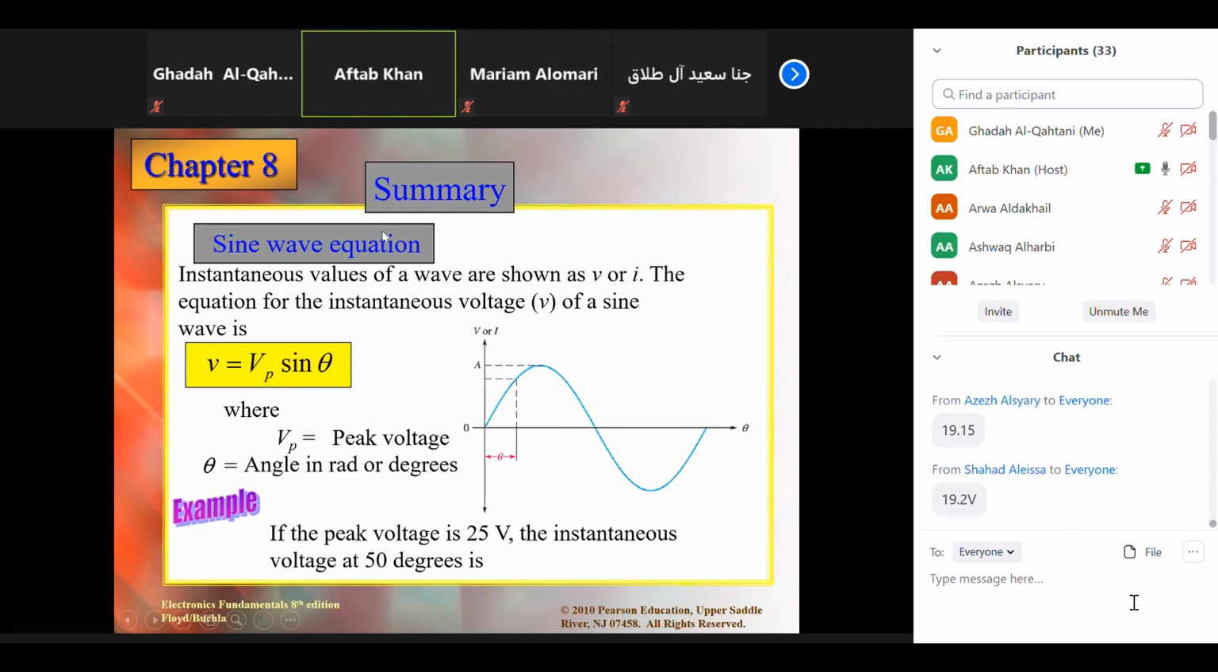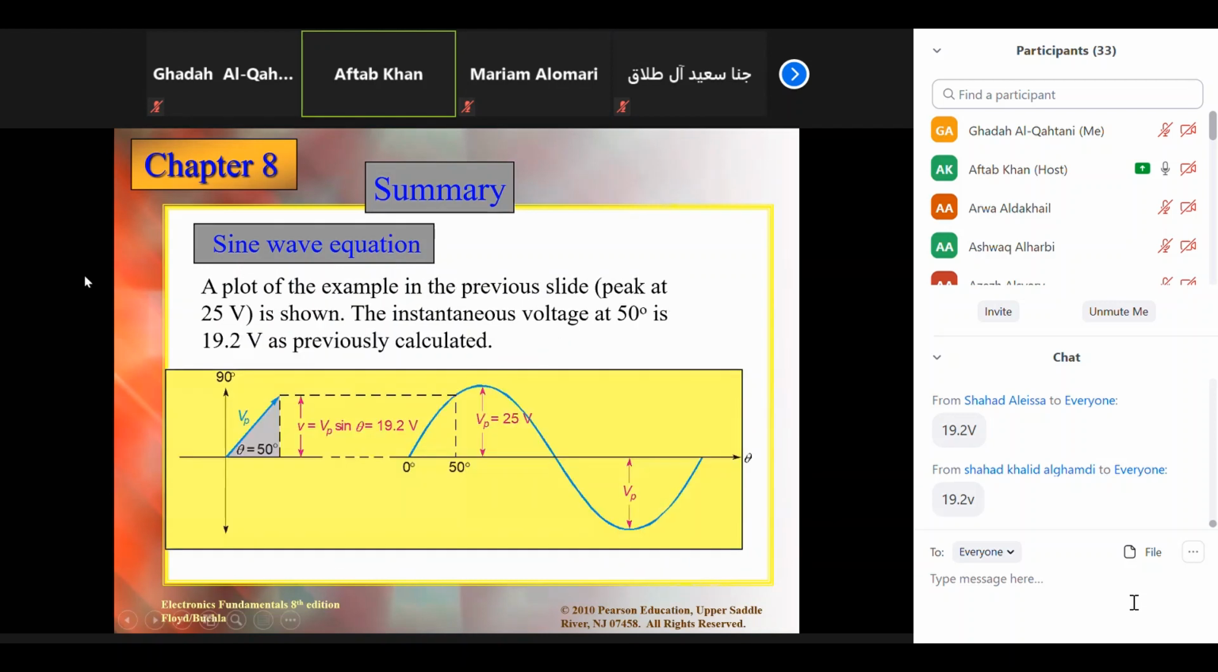The peak value is 25, and 25 is at what angle? If you check, it is at angle 90, correct? But 50 is below that, somewhere here. So at 50 we will have a lesser value. So now you can see 19.2 is the answer.